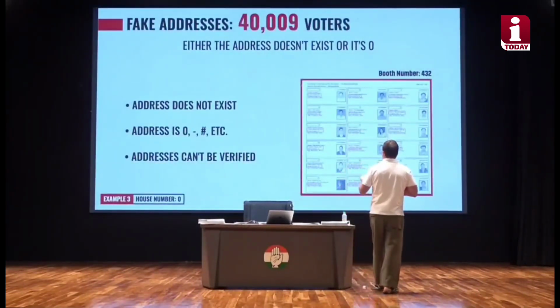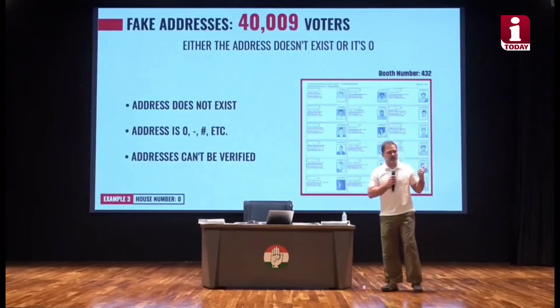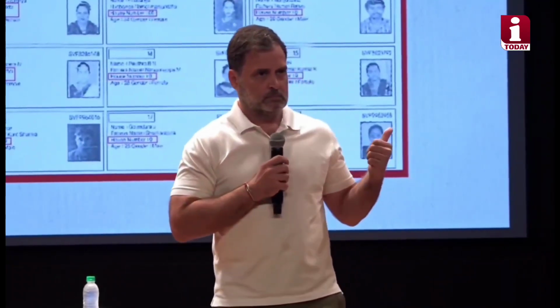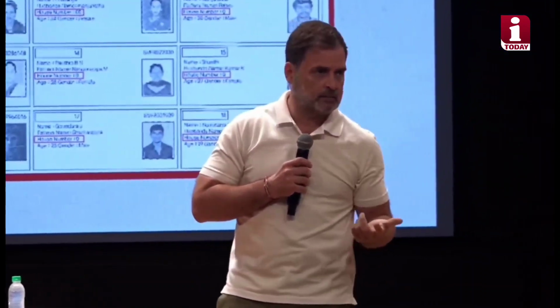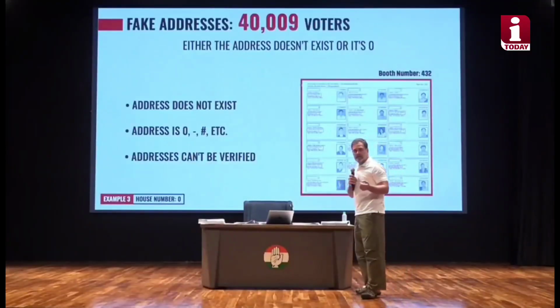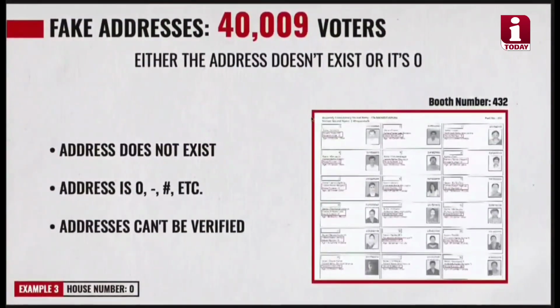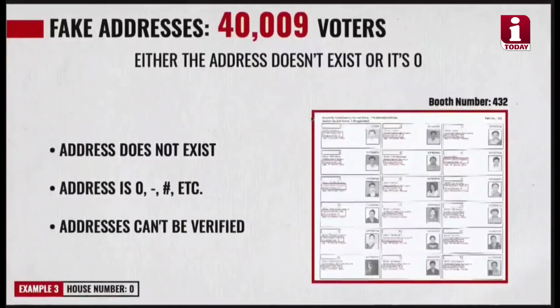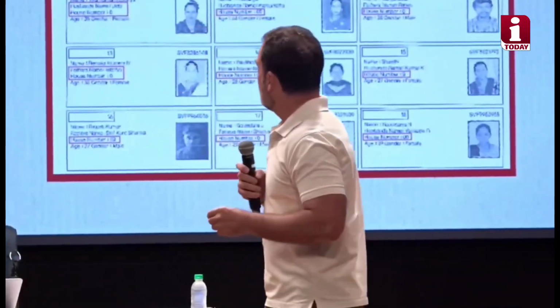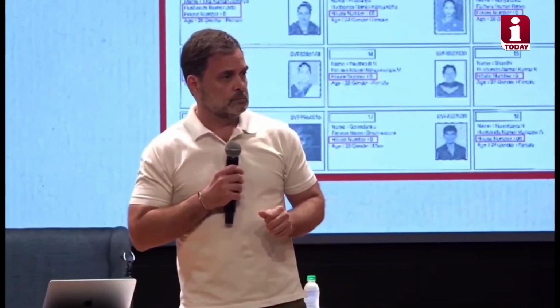Now these are of 3 types. Either an address that doesn't exist, you go look for it, it's not there. Or the address is 0, house number 0 or street number 0. Or the address cannot be verified. These are 40,000 voters. Okay?